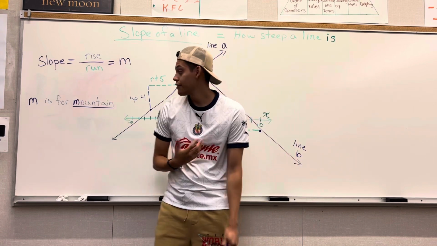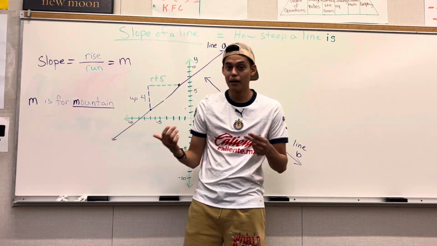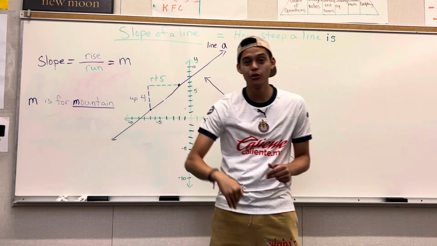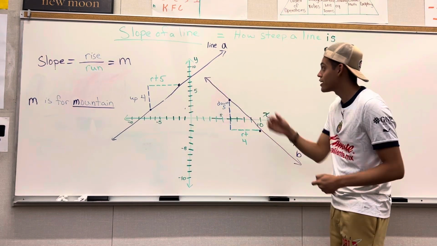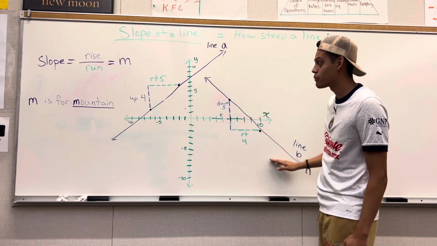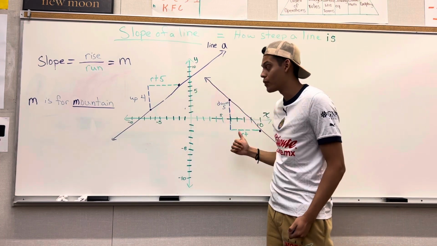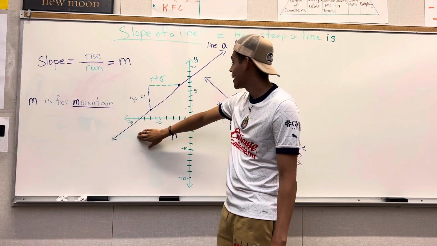And I like to think of it as m is for mountain, because mountains are steep. They go uphill and then they go downhill. So that's basically what slope is. We have these two lines right here. We have line A and line B. One's going uphill, one's going downhill. All right, now let's look at line A first.